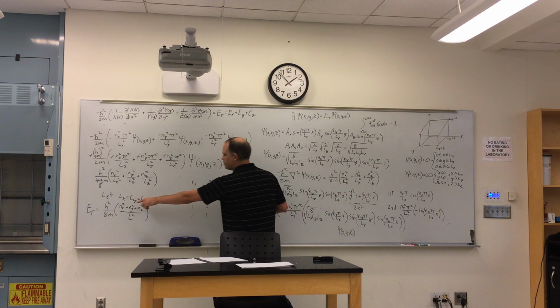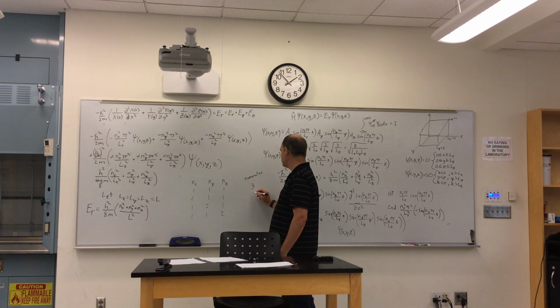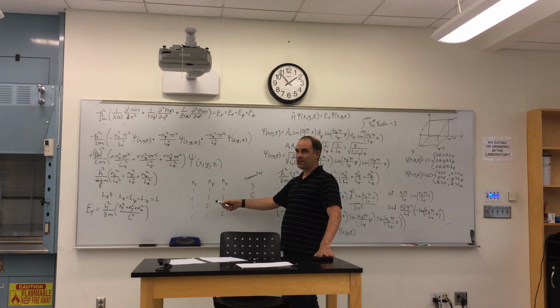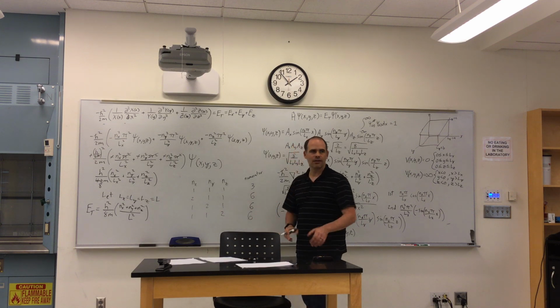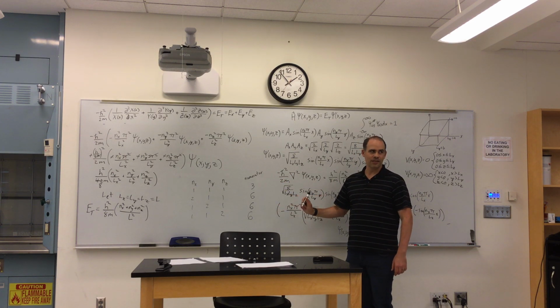The next one would be 2 squared plus 1 squared plus 1 squared, right? That would be 6. Then 1 squared is 1, plus 2 squared is 4, plus another 1 squared also gives you 6. And this other one also gives you a 6. So there are 3 different states that give you a value of 6. What that is called is degeneracy. All 3 of those states are degenerate. They have the same amount of energy.